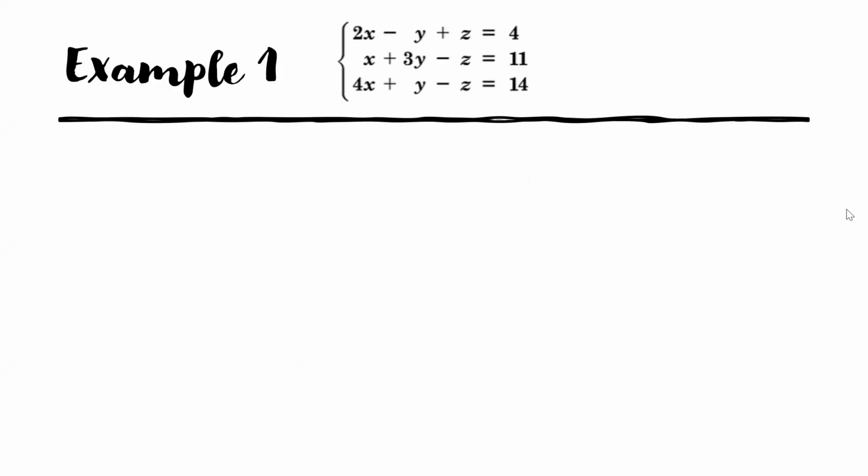All right, so our first example that I would like for you to write down is we have 2x minus y plus z equals 4. And then we have x plus 3y minus z equals 11. 4x plus y minus z equals 14.